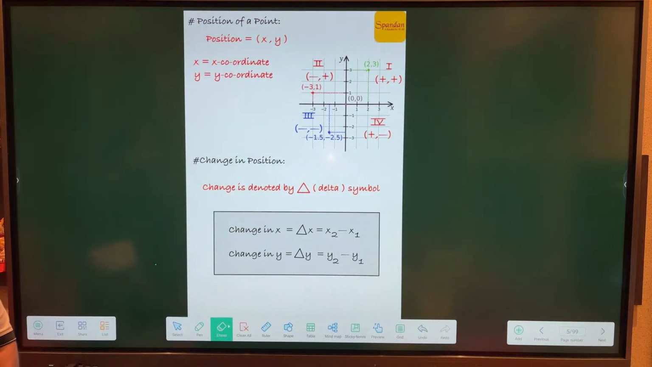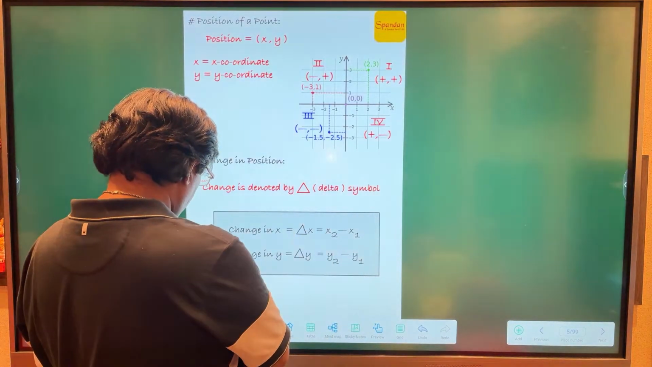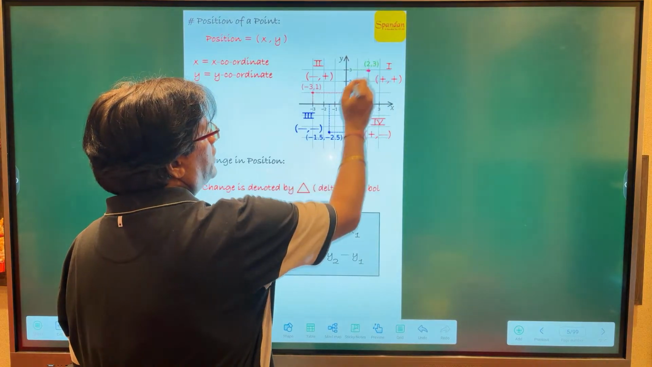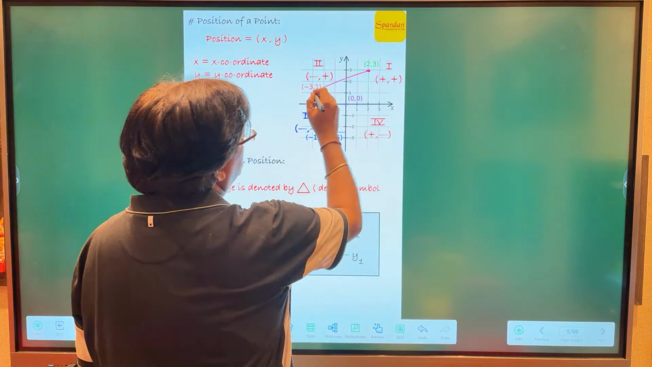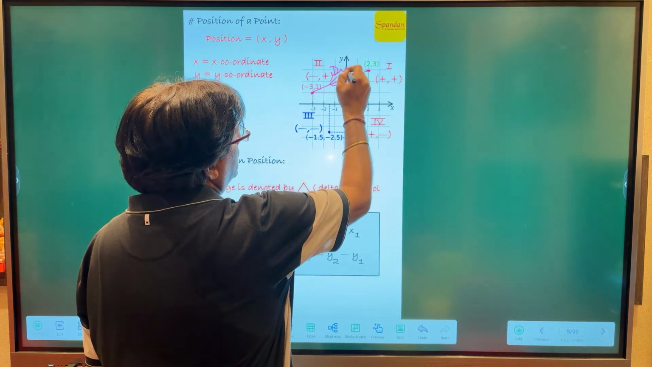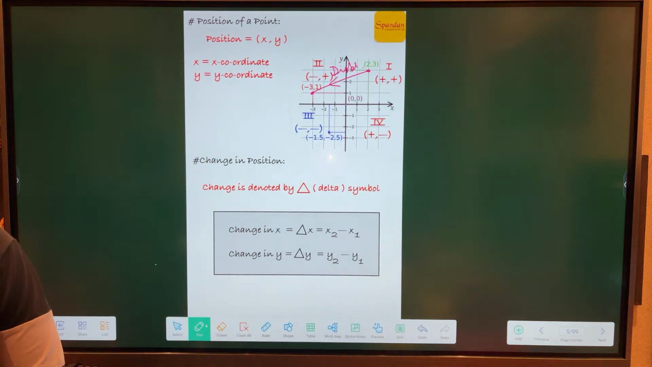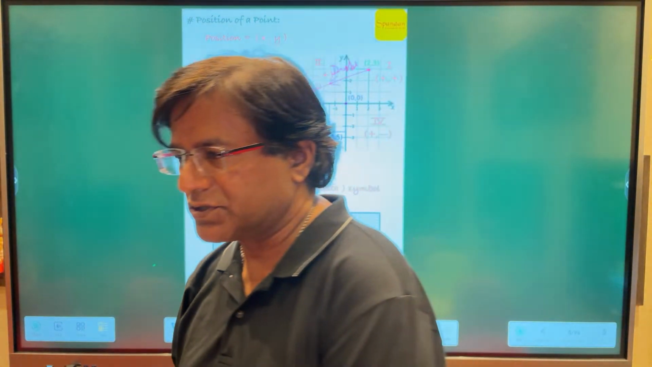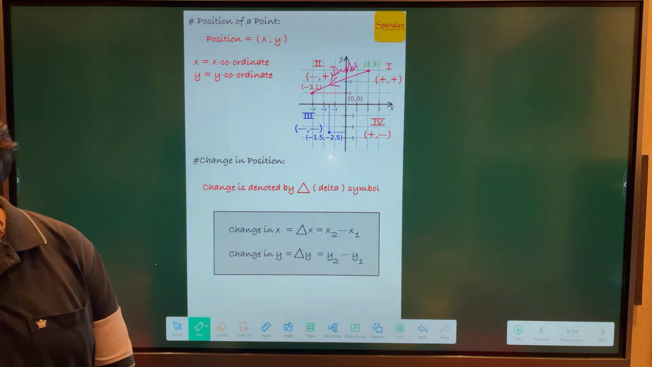So change in position: if a particle is moving from position 1 to position 2, suppose initially it was here and finally it is here, right? So there will be a change in position. This change in position is called displacement. That means this particle has got some displacement, because its position has changed. Whenever the position of a particle changes, it gets displaced, right? So the straight line joining these two points is called displacement.